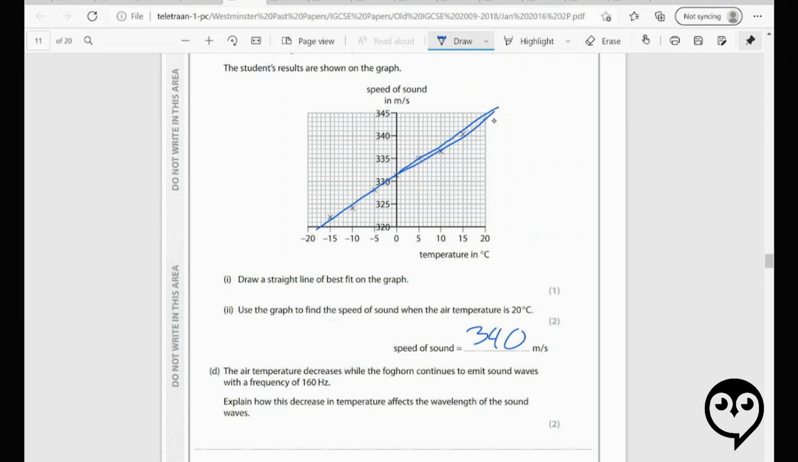Don't draw your graph lines like this. It needs to be one smooth line. Don't double them up. Don't sketch them. But always have a ruler for your exam, please.